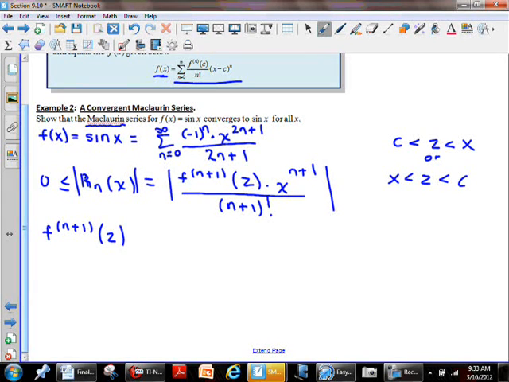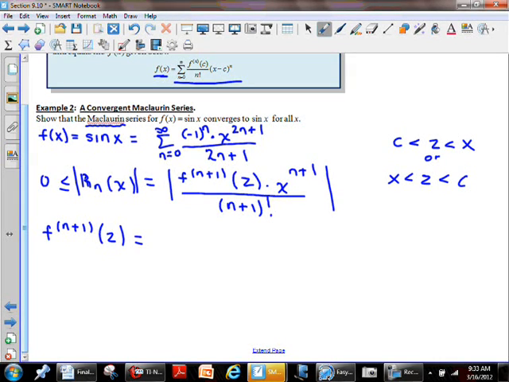Well, the n plus 1 derivative of f evaluated at z is going to be one of just a few things. And I'm going to ask my class, what do you think the n plus 1 derivative of this sine of x function is going to spit out? Well, we're not evaluating it anywhere, so it wouldn't be 1. What is the derivative of sine? Cosine. What's the derivative of cosine? Negative sine, derivative of negative sine, et cetera, et cetera.